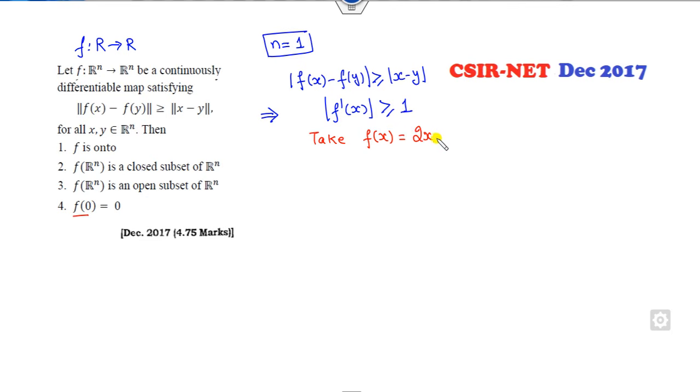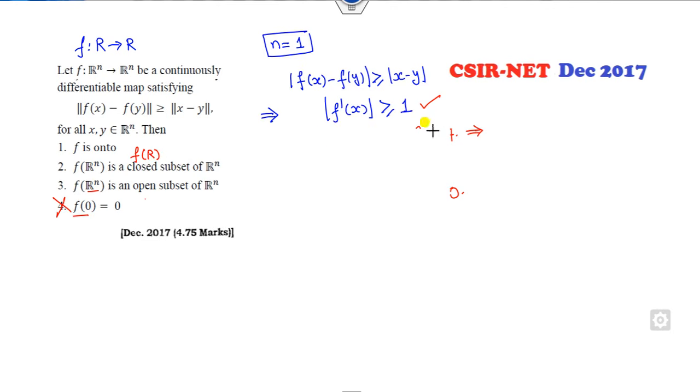If I choose 2x plus 7, what does it mean? You can see the derivative of this is 2, and it satisfies this property. But what is f of 0? It is 7, which is non-zero. So this option is cancelled. Now, f maps open to open and closed to closed. So basically I need to prove f of R is again R.